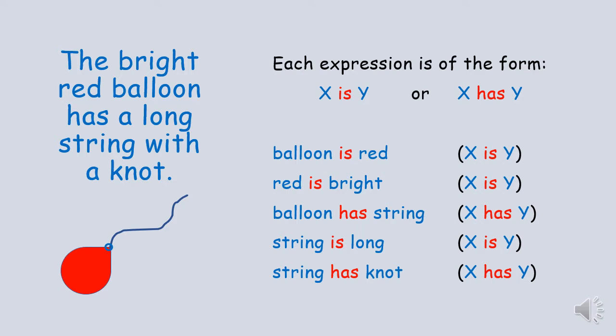Balloon is red, X is Y. Red is bright, X is Y. Balloon has string, X has Y. String is long, X is Y. String has knot, X has Y.